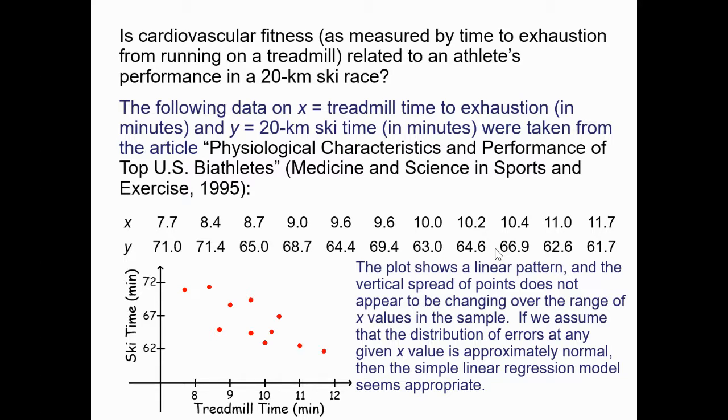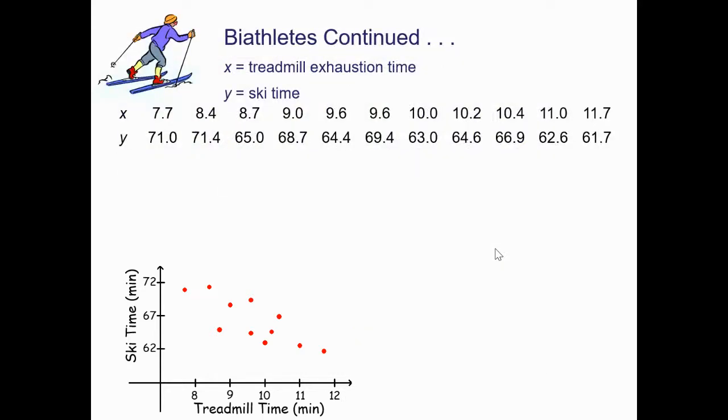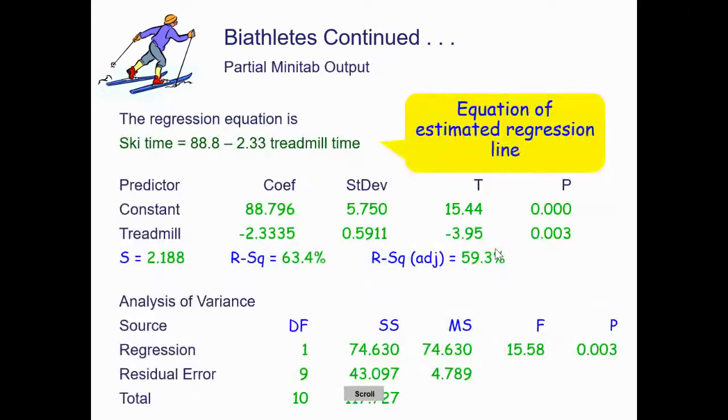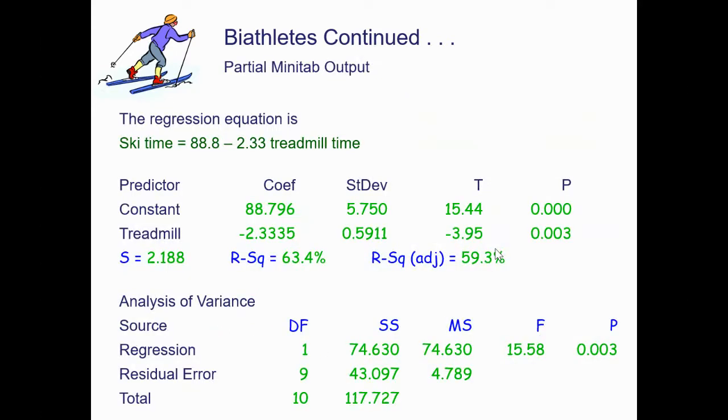Okay, so what we want to do now is look at our slope. We're going to see if we can make a confidence interval for the slope. Before we do that, though, let's look at the regression output down below. So we're going to skip this little part of the problem and go to the output.